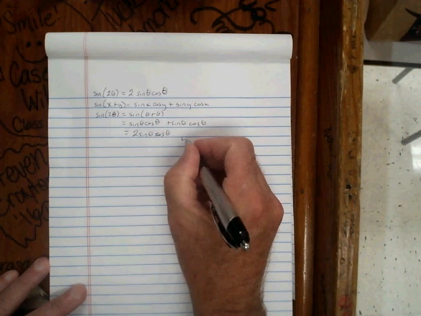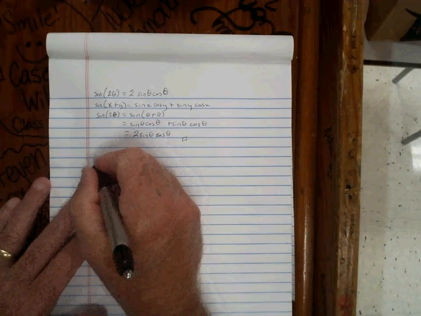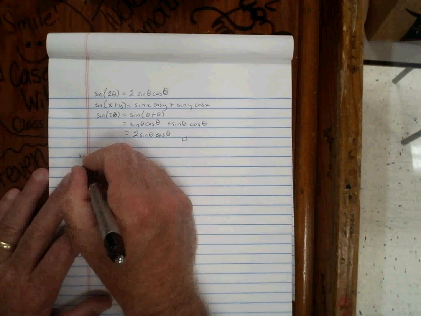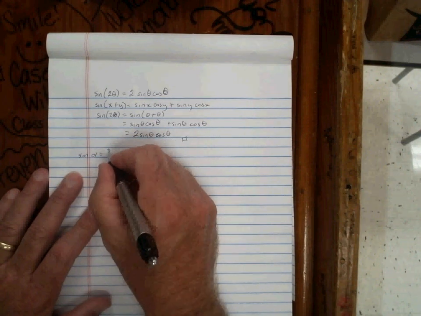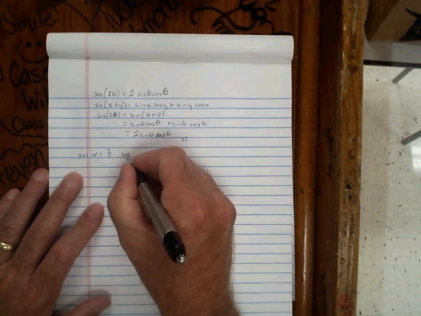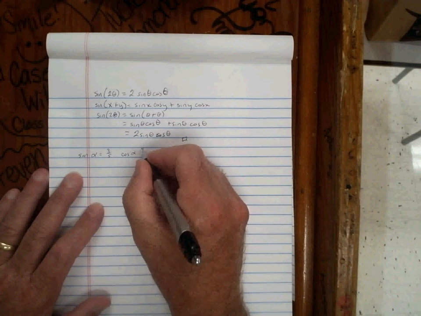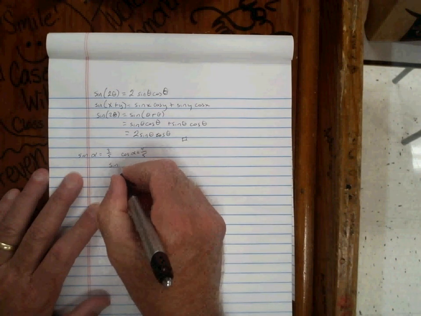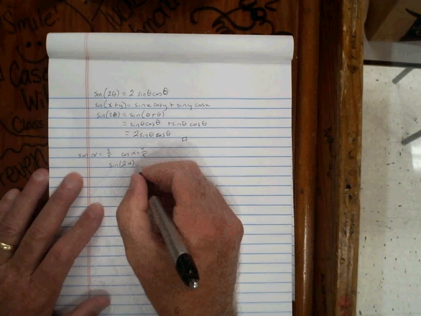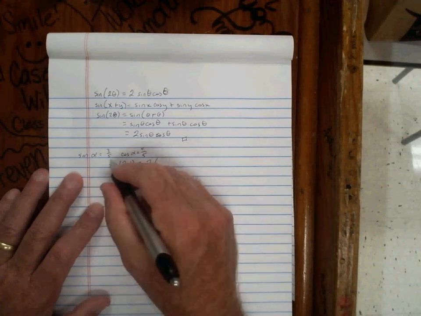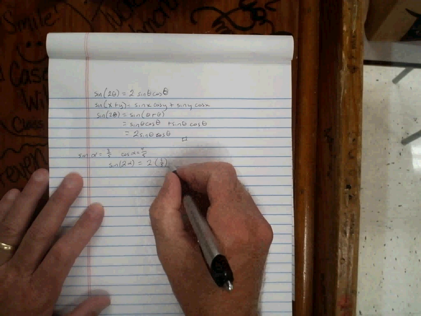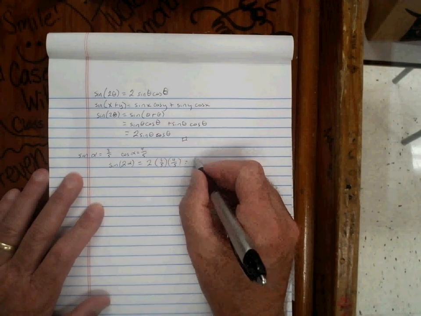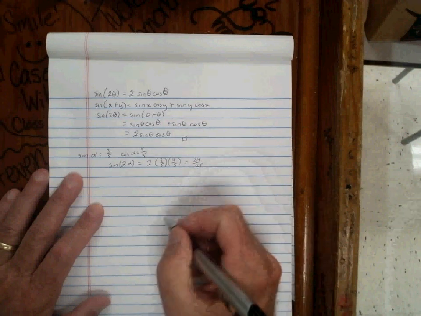And that's proven. So if we have an angle, let's say we have angle alpha, and the sine of alpha is 3/5 and the cosine of alpha is 4/5, we can say that the sine of 2 alpha is equal to 2 times the sine of alpha times the cosine of alpha, which is 2 times 3 times 4 is 24 over 25, 24/25.